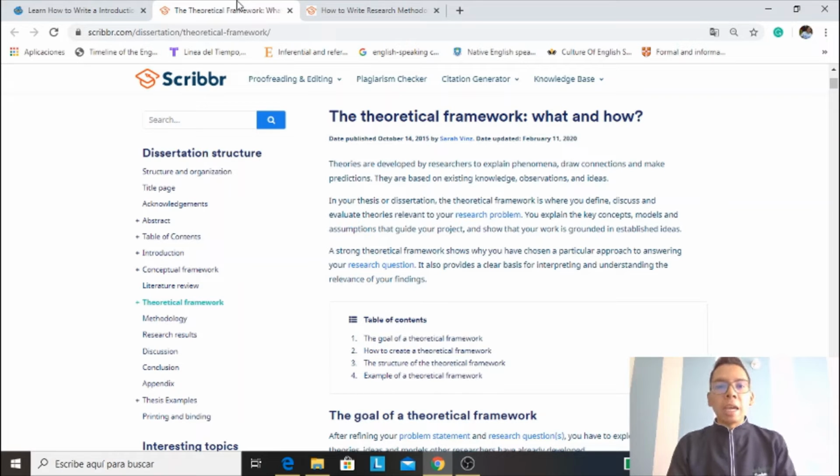Okay? As you can see, this is the page that I always use for you to teach these topics, and you can find in this part all the information about it. Also, you can see introduction or conceptual framework. I mean, many things that you can use.